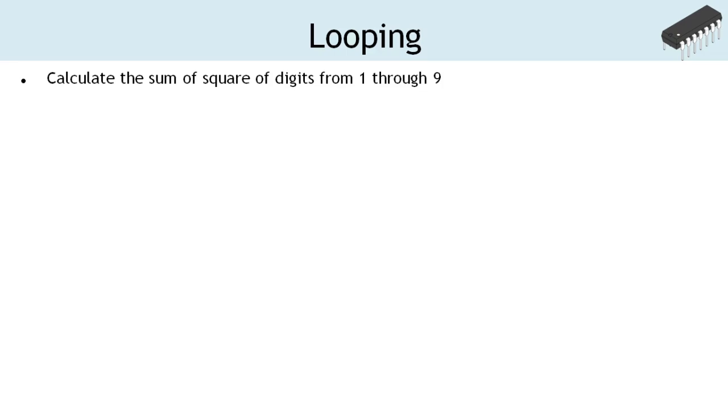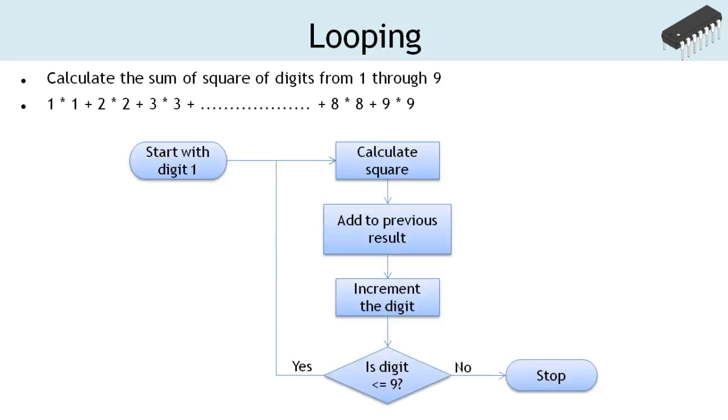Let's examine a problem of calculating the sum of squares of digits from 1 through 9. How would you calculate the sum? You'd start with digit 1, calculate its square. Then take digit 2, calculate the square and sum it with the result of the previous step. This is repeated until you reach digit 9, as shown in the flowchart.